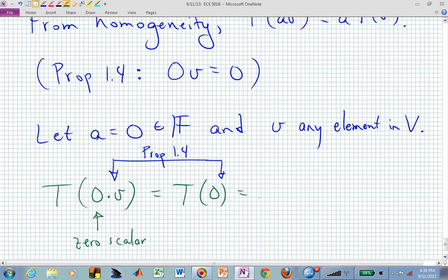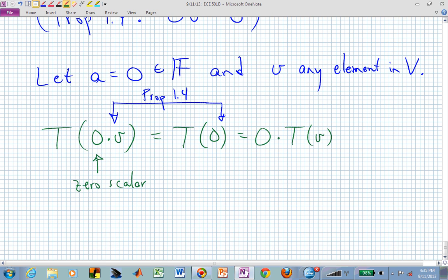But by homogeneity, that's supposed to be A times T of V, where this is now our A again. Here is our homogeneity step. So really, by homogeneity, we have T of 0V is equal to 0 T of V. And by Prop 1.4, we have T of 0V equals T of 0. And now we just use Prop 1.4 again.